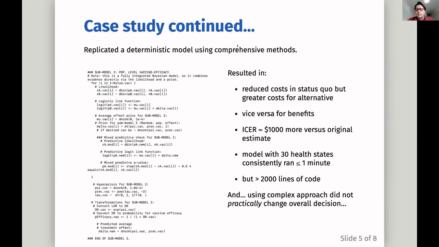But nevertheless, a model with 30 health states, a Markov model, still ran consistently in less than a minute. But this did take 2,000 lines of code. And I think the most important finding of our case study was that although this was a really great approach and it offered great flexibility in terms of what you could do, it didn't actually practically change the decision.